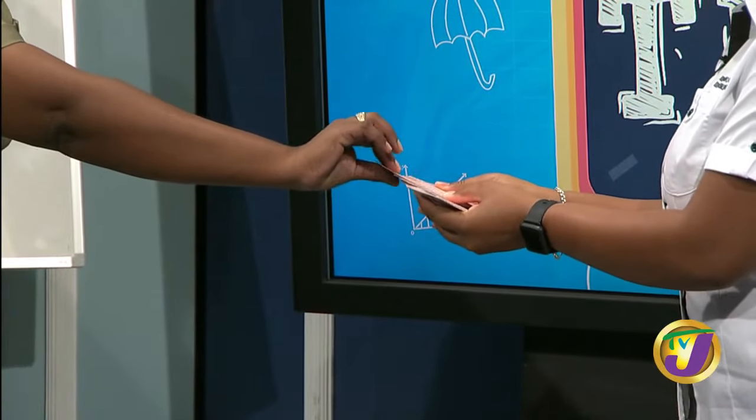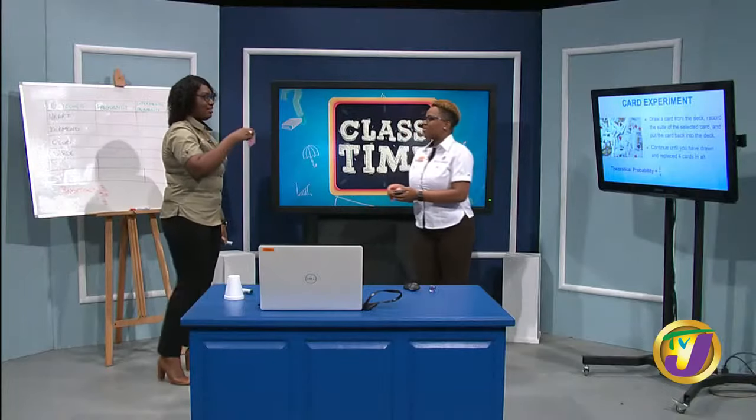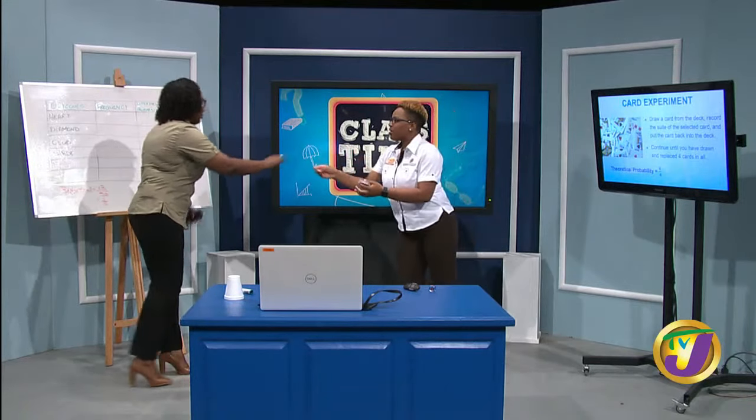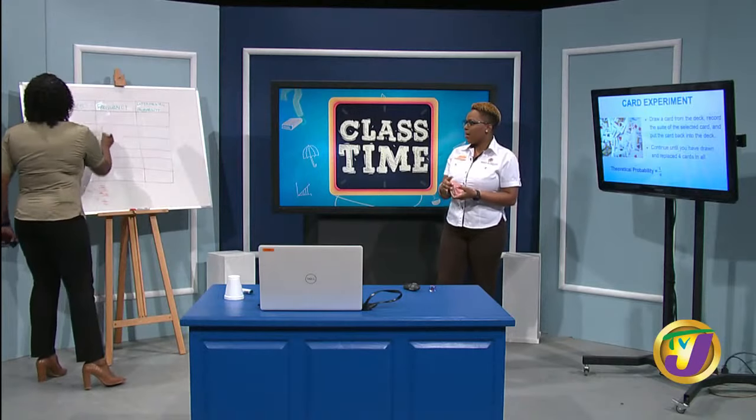What? One? I'm trying. Okay. All right, and you get a? I got a diamond. Okay, so you're going to record your diamond. So we got one diamond so far. Shuffle. All right. Pull another one.